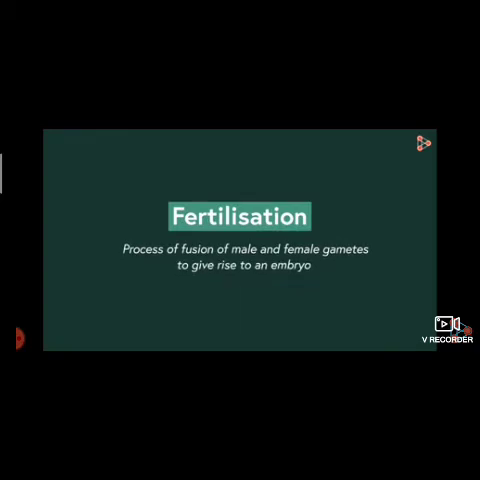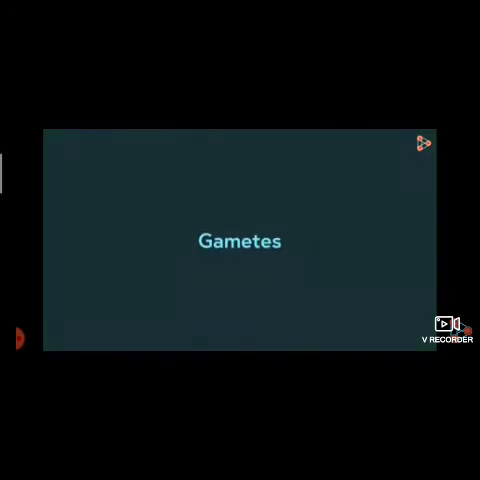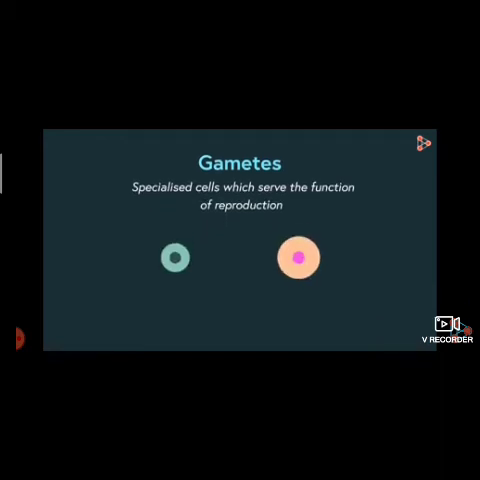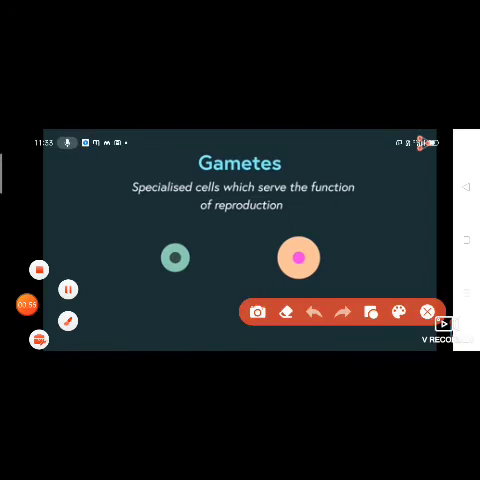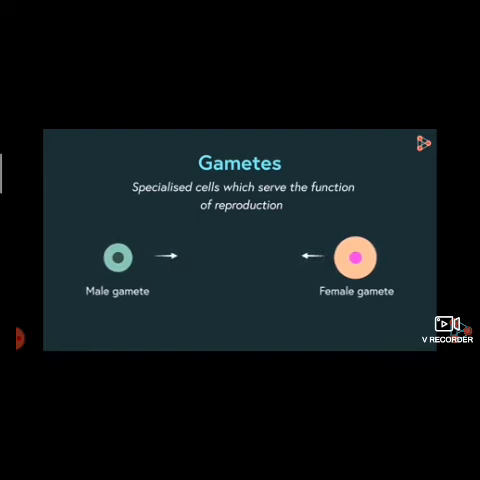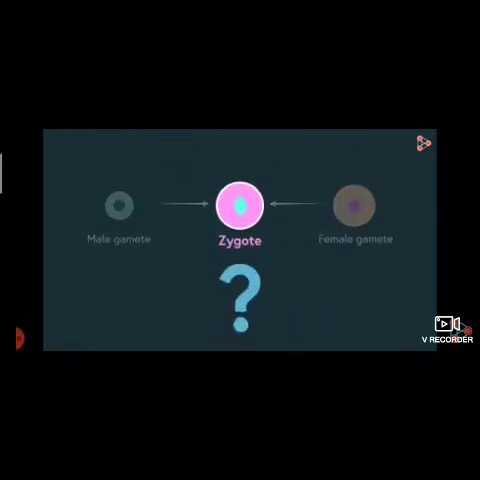Now you will have doubt that what is the meaning of fusion, gametes and embryo. These three parts you want to know, na? Let us see. Okay. At first you will know about the gametes. Specialized cells which serve the function of reproduction. The meaning of gamete is specialized cell. Look at here. The male gamete and female gamete, children. Its fusion will form a zygote. You can say it is like an egg. The attachment of male and female gamete gives zygote.